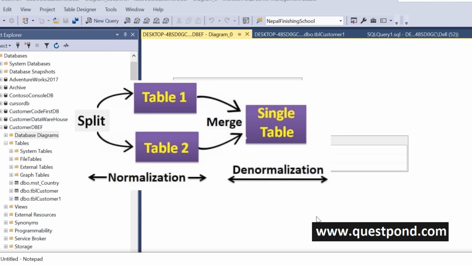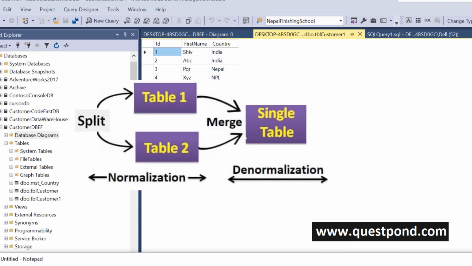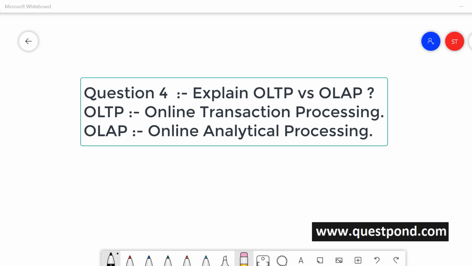So in denormalization, what do we do? We go opposite of normalization. We merge the tables. We are okay with having duplicate data, because our goal is to improve search performance. So just putting it very nicely before the interviewer, denormalization is a database technique which focuses on improving search performance. When we do denormalization, we try to merge tables. We are okay with having duplicate data.